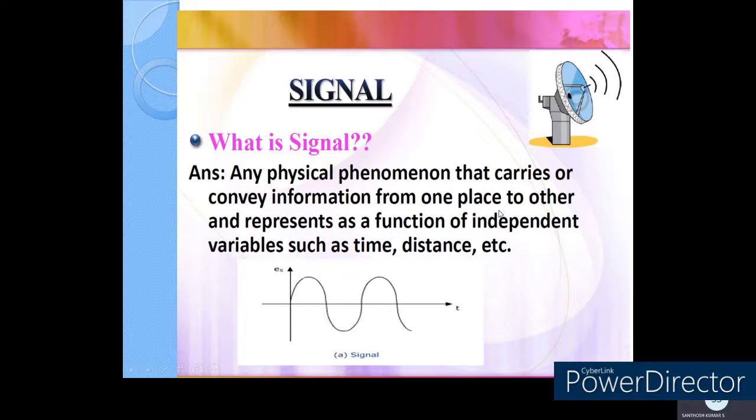Suppose it is a function of two variables, for example in the case of an image, which is a function of two variables, the x and y axes. We call it a two-dimensional signal. So those are examples of the dimensionality of a signal. And for examples, we can consider the speech signal, where we convey the information on what we are talking.